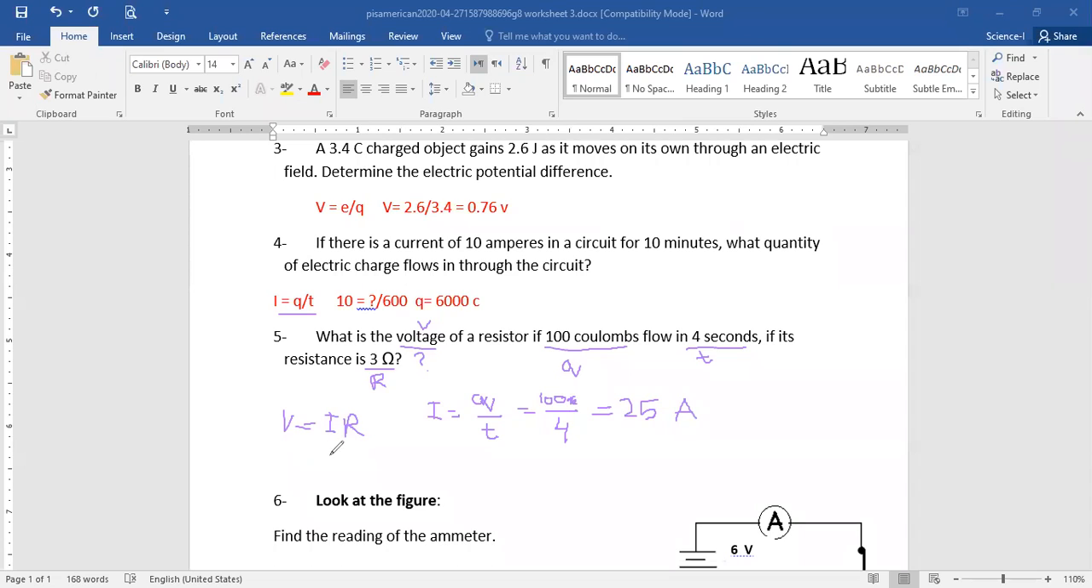Now, could we get the voltage? 25 multiply by 3. The current is 25, the resistance is 3, so it equals 75 volt. Is it hard like this, guys? So this is a problem that's solved in 2 steps. First of all, we must find the current, then we find the voltage by using Ohm's law. Is it clear here, guys?